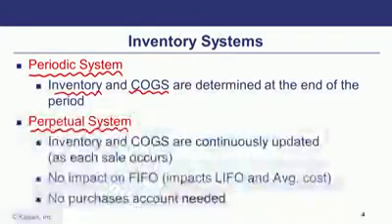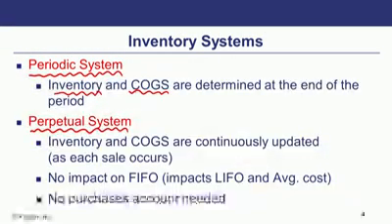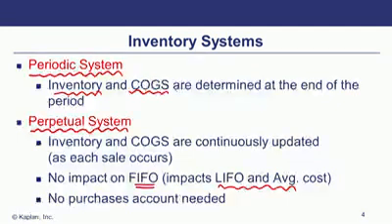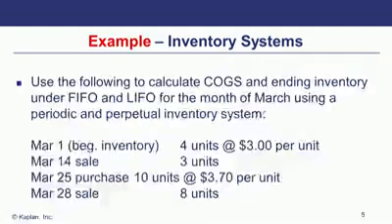Okay, now, do these methods affect FIFO, LIFO and AVCO? The answer is, if you're using FIFO, whether you use a periodic or a perpetual system, you get the same ending inventory and the same cost of goods sold figure. However, if you're using LIFO or average cost, that is not the case. We're going to see that there are distortions caused by the method that you use. So just be a little bit aware of that. Again, I don't think you'll be calculating or comparing periodic to perpetual, but you might need to know that it does have a difference.